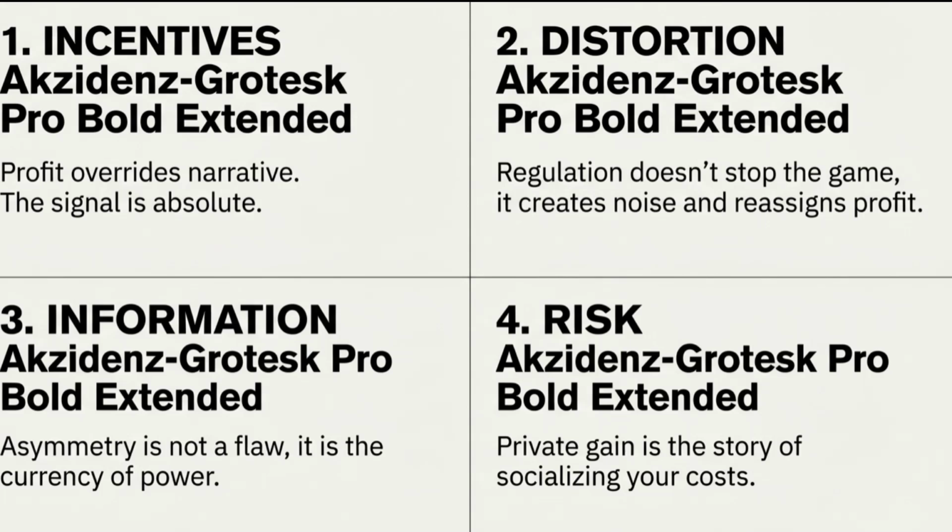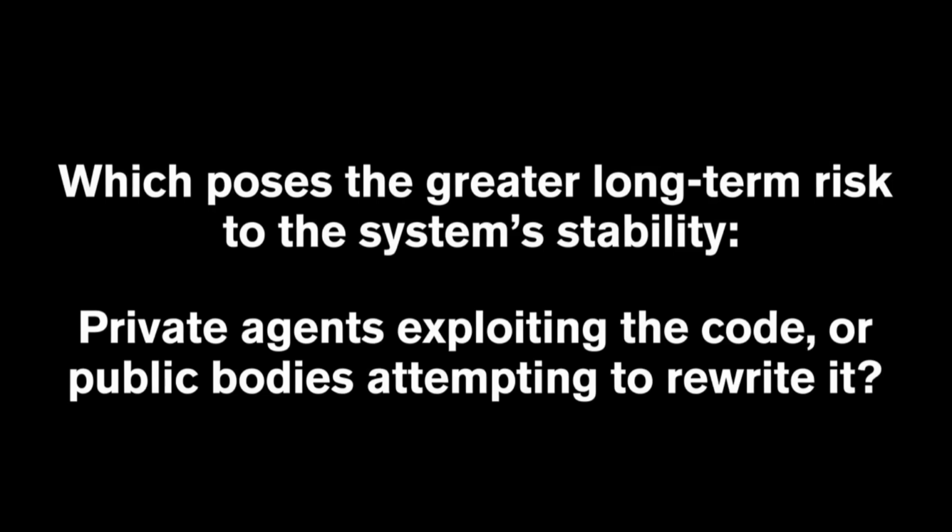So to recap, we've run the diagnostics. Agents follow the pure signal of profit, period. And the system breaks down when those signals get distorted by regulation. Power struggles are all about who holds the information. And private gain is often just a story of socializing your costs. Every market interaction you're a part of, from reading an online review to the price of your electricity, it's all governed by these four mechanics. The system is running this code everywhere, all the time.